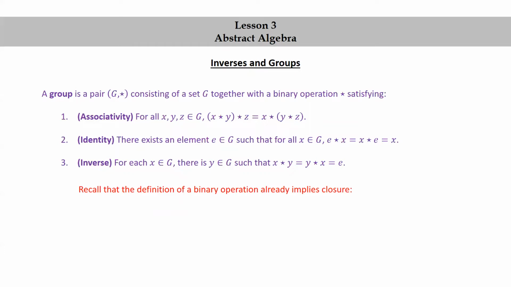Recall that the definition of a binary operation already implies closure. Closure says for all x, y in G, x star y is in G. Some authors will mention closure explicitly instead of using the expression binary operation. A group is commutative or abelian if for all x, y in G, x star y is equal to y star x.